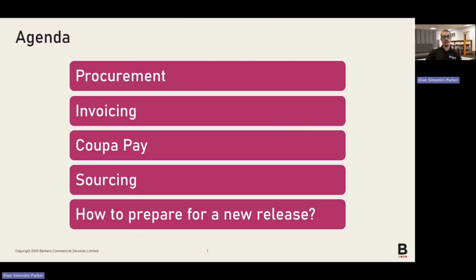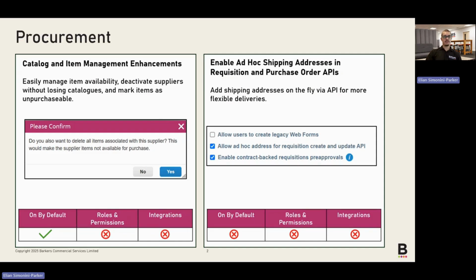So to start, we're now going to look at all the procurement upgrades. The first feature is Catalog and Item Management Enhancements, and this feature is looking at managing your item availability in Coupa. The first key point to note is we can now add in-progress contracts to our items, whereas before this update, we'd have to wait for that contract to be published before we could attach it to the item. Secondly, we can now deactivate a supplier that you have items or catalogs with without those items being deleted from the system. And finally, we can now make a supplier item unpurchasable for all users.